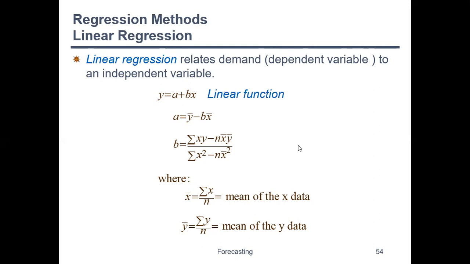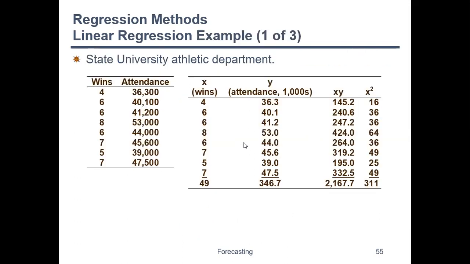Now we've already looked at linear regression, the demands. We said in a linear regression, it relates demand, the dependent variable, to an independent variable, where y is equal to a plus bx. And to find a, a is equal to y bar minus b x bar, just like we did for the linear trend lines. The linear trend lines were basically the regressions that we were trying to calculate. So you need to take notice of this formula. We've solved 2 examples on this already. So there's an example here.